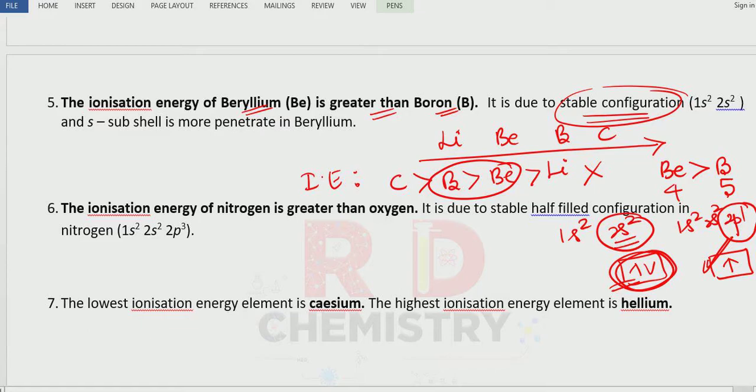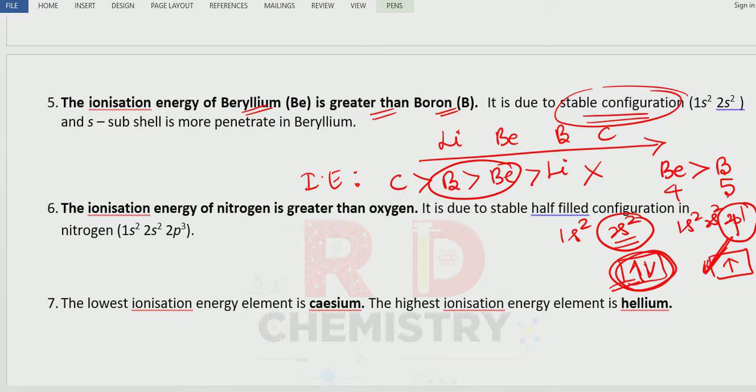The maximum number of electrons in an s orbital is 2. They have a stable electronic configuration compared to one electron in the p orbital. Therefore, it is not easy to remove an electron from beryllium. Therefore, beryllium has higher ionization enthalpy compared to boron. This is one of the exceptions.